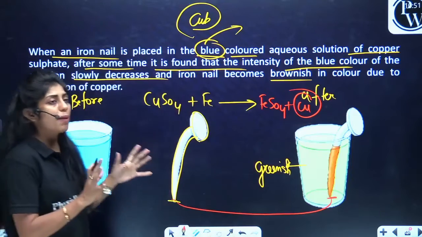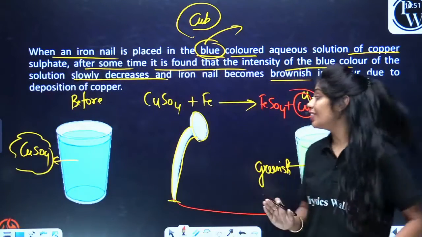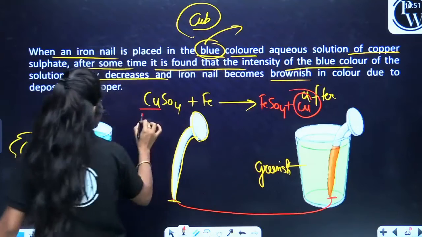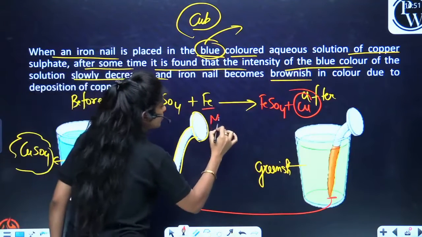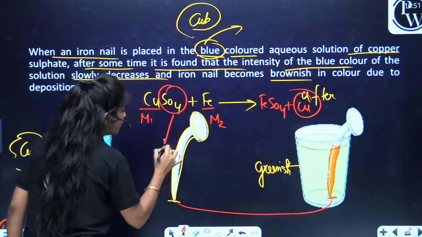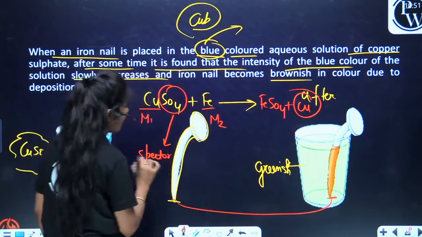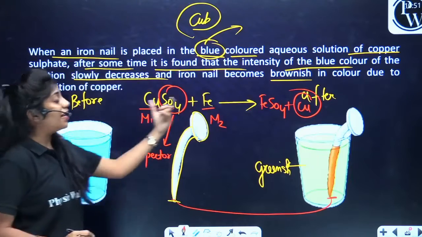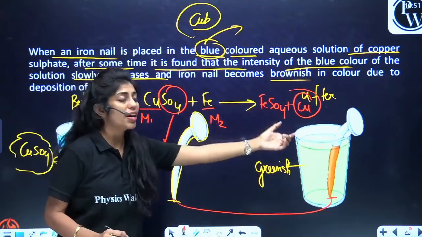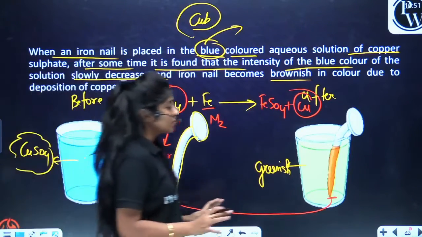So what is happening here? There is displacement. So this is your metal 1, your metal 2. This is the spectator ion. And now you can check the displacement. This spectator ion is displaced to metal 2 and metal 1 is all alone. So this is the displacement reaction.